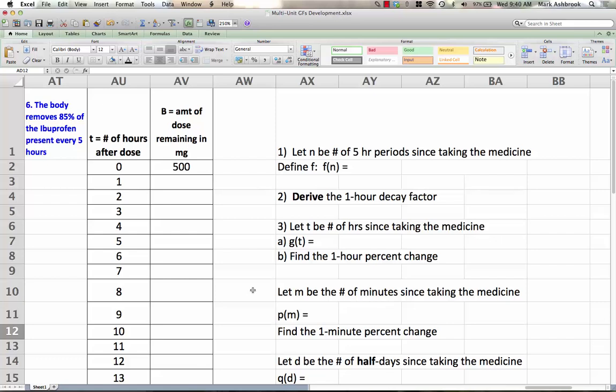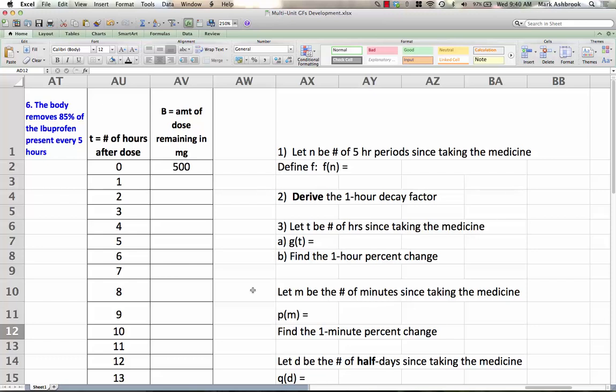The body removes 85% of whatever ibuprofen is present in the bloodstream every 5 hours. So every 5 hours, the body removes 85%. Okay? So you're going to take 500 milligrams at t equals 0 hours. So here are your tasks. They're labeled 1 through, in a second I'll number the rest.